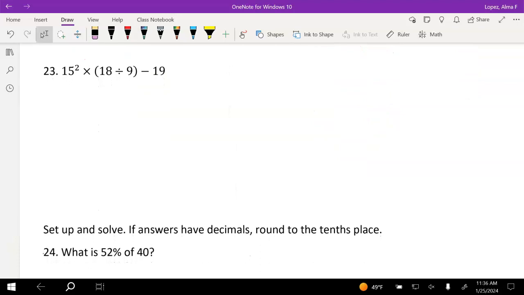The next one has a parentheses, which we know will go first. It has multiplication and exponent and subtraction. So let's do it. The first thing we take care of is inside the parentheses. 18 divided by 9 would be 2. Next we have multiplication or subtraction. Definitely the multiplication will go next.